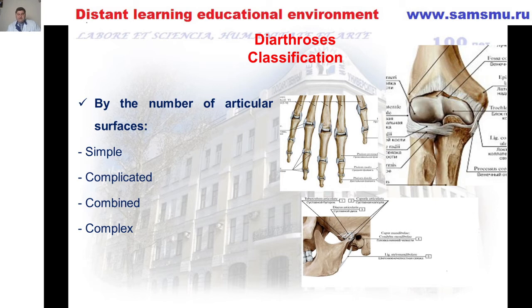A complicated joint is one where three or more simple joints are articulated, surrounded by a common capsule. For example, the elbow joint. You can see three simple articulations in a common capsule in the elbow joint. It contains three simple joints. First is, as I said in Latin, articulatio humero-radialis. Next is articulatio humero-ulnaris. And the third is articulatio radio-ulnaris proximalis. Three in one.